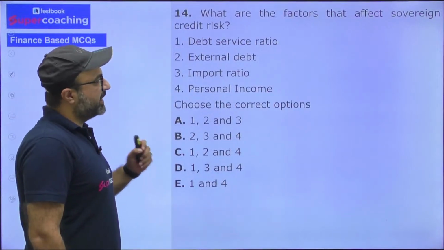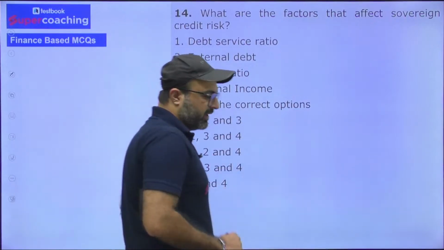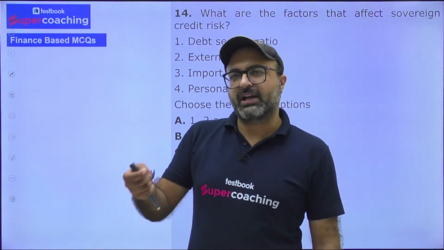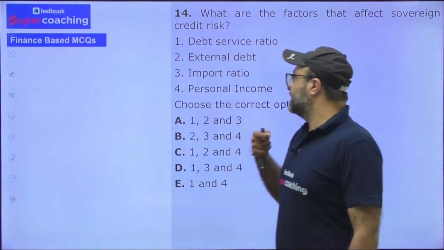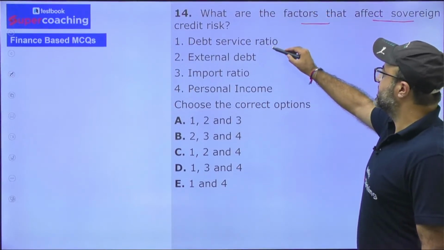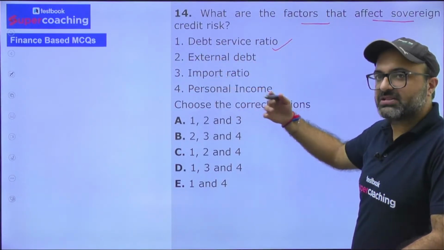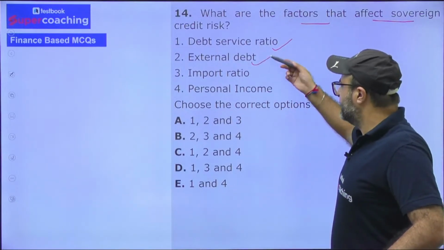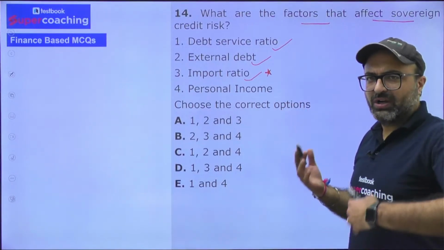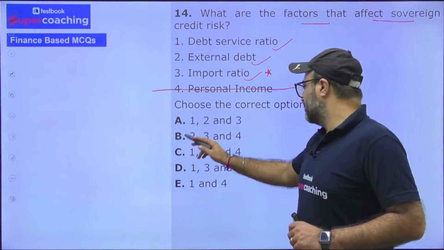What are the factors that affect sovereign credit risk? What is sovereign credit? It is basically a rating provided that tells you whether you should invest or not. Now, what are the factors which affect the sovereign credit rating? I would say debt service ratio, that is true. What is the loan on the country and what amount they have to repay in terms of interest on a regular basis? What is the external debt? That is true. Import ratio is very important, because the import to export ratio helps us understand the dependency on foreign currency. Personal income has nothing to do with this. So the answer is going to be 1, 2 and 3.